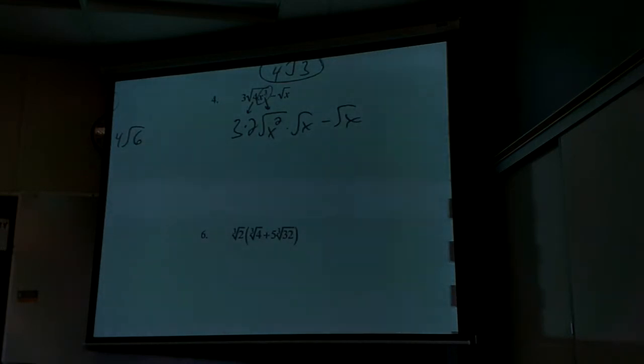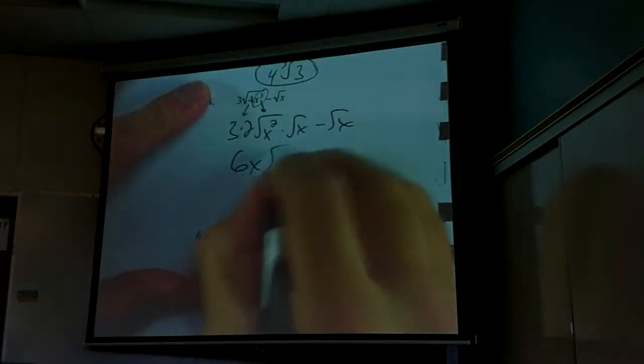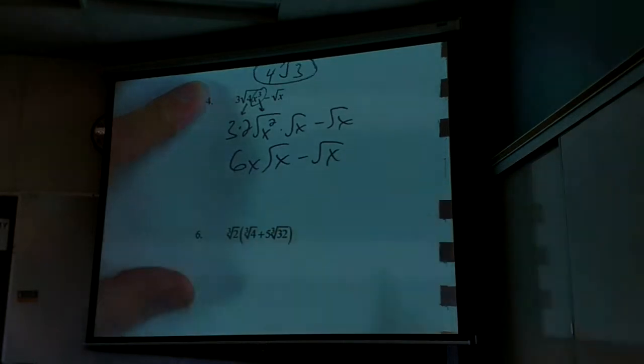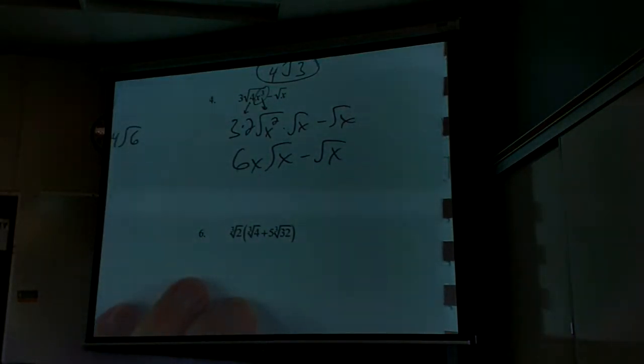So what can I do now? Well, what's the square root of x squared? x. And what's 3 times 2? 6. So I get 6x rad x minus rad x.